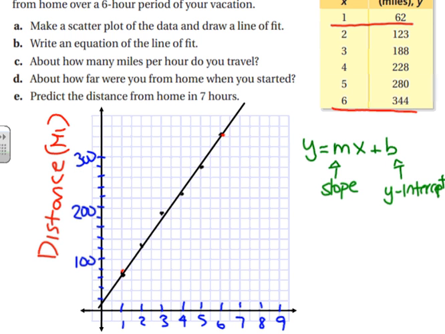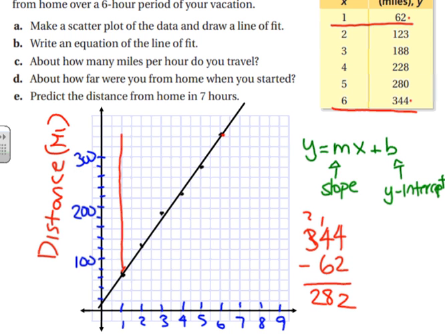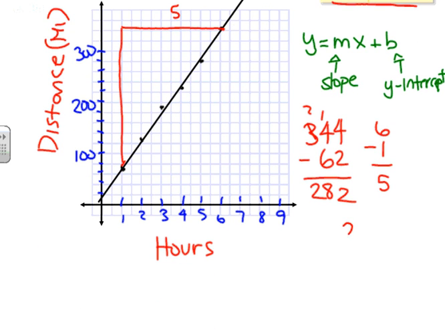So my vertical distance went from 62 up to 344. So we'll just subtract to see what that distance was. So it looks like it went up 282, and then I went from 1 over to 6, so that would be a distance of 5. So when I do slope, I can write it as 282 over 5, or divided by 5.